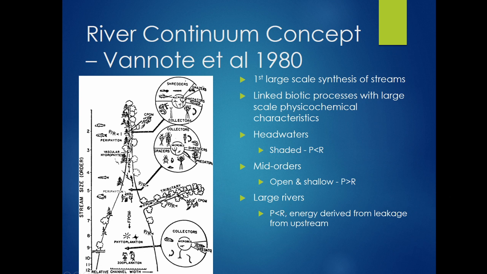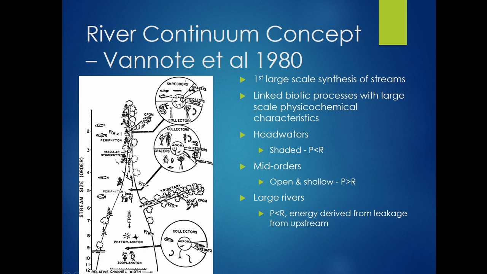That's because most of the water volume now is in the aphotic zone, and what they said was energy is derived from leakage from upstream. So basically, a lot of the nutrients and organic matter leaks from upstream down into the downstream, and that's what drives the river ecology.